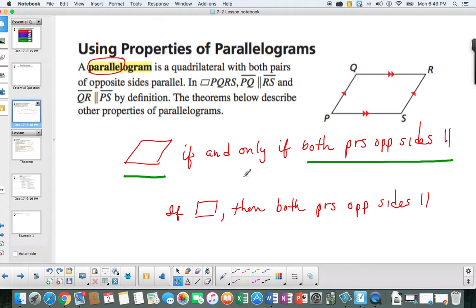A definition is always a biconditional. So parallelogram, we use the symbol for parallelogram, if and only if both pairs of opposite sides are parallel. For today's lesson, we're going to be more concerned about knowing that it's a parallelogram and what are the features or characteristics we see. So we're going to be working in this direction. If you have a parallelogram, then we know both pairs of opposite sides are parallel.